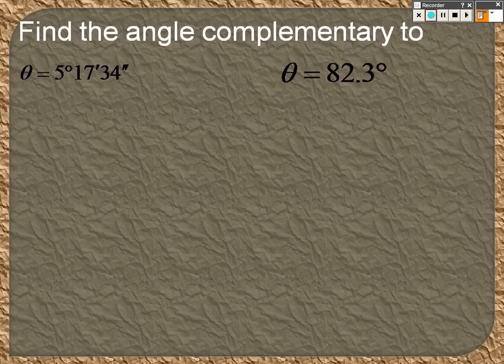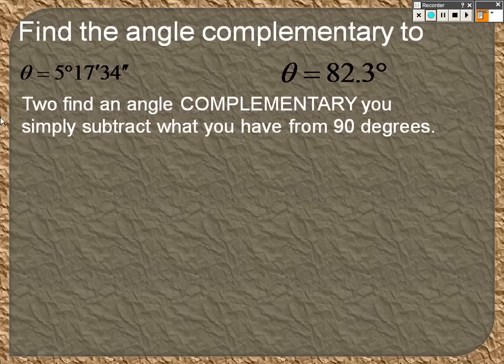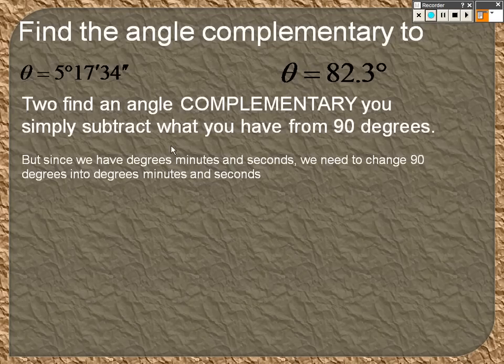So find the angle complementary to this. Remember, complementary means adds up to 90 degrees. So that means it adds up to 90 degrees, but since we have degrees, minutes, and seconds, we need to change 90 degrees into degrees, minutes, and seconds. So 90 degrees is 89. Remember, there's 60 minutes in an hour, so that's why I pull the 60 out.